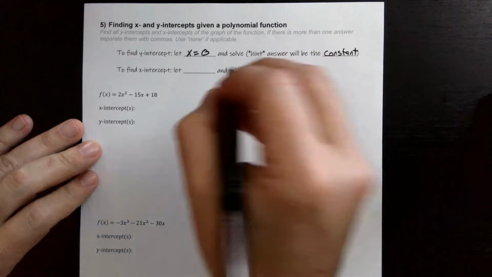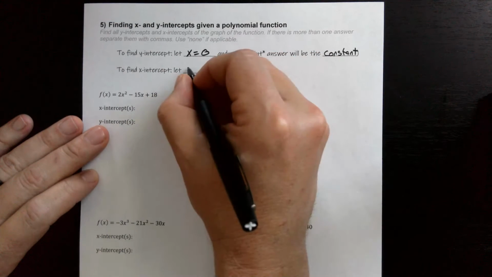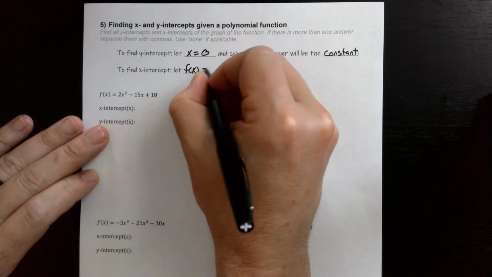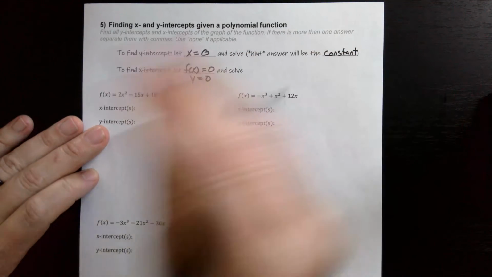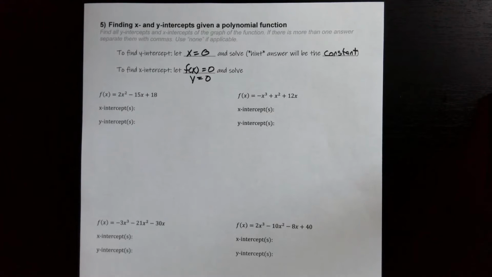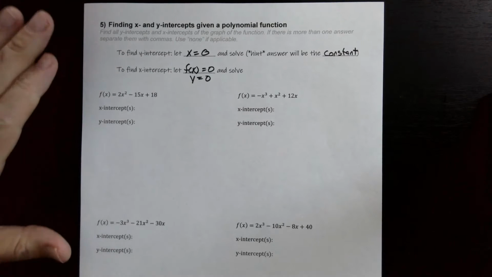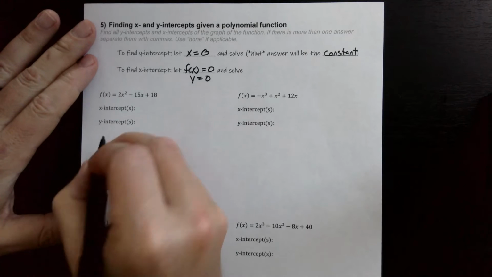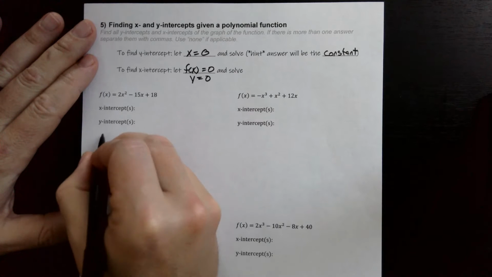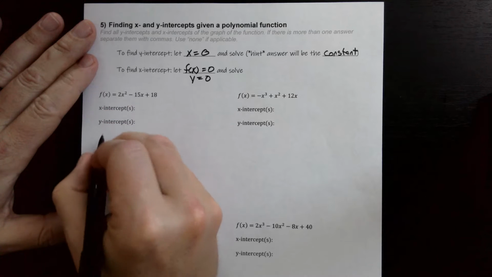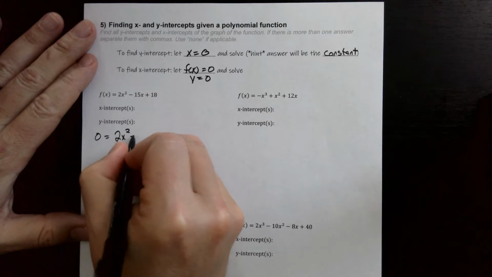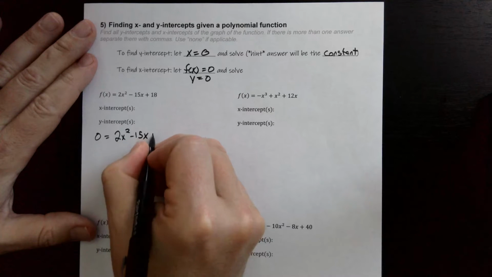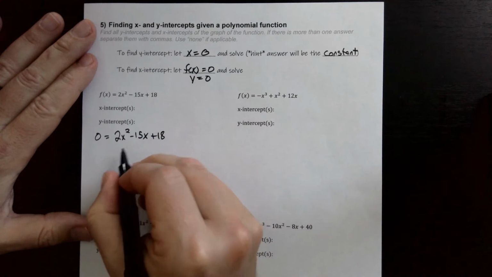to your y-intercept. And to find the x-intercept, you let f of x equal 0 or y equal 0, they're interchangeable, and solve. Okay, let's take a look at the first one. We have f of x is equal to 2x squared minus 15x plus 18. To find the x-intercepts, I'm going to set f of x equal to 0 and solve. So 0 is equal to 2x squared minus 15x plus 18.